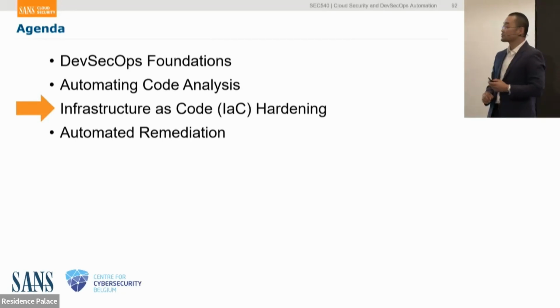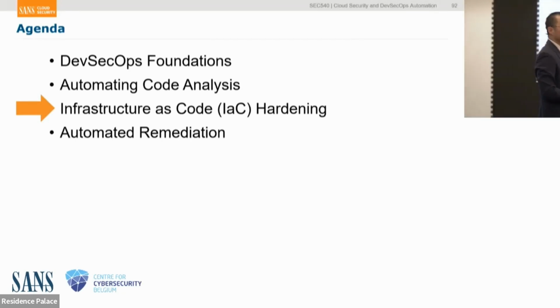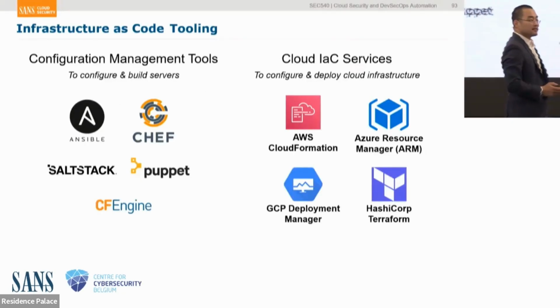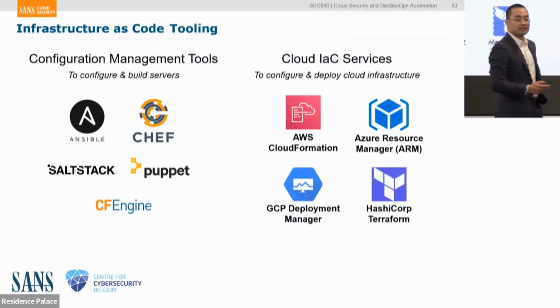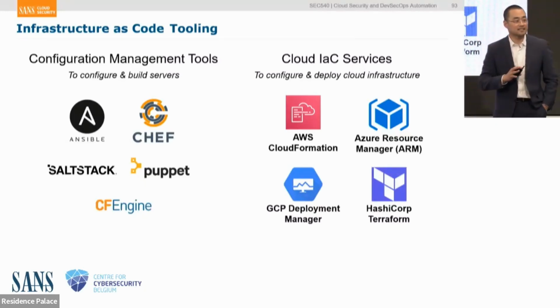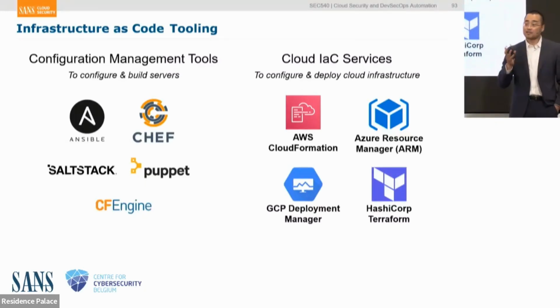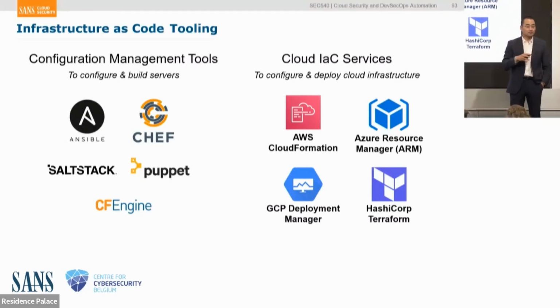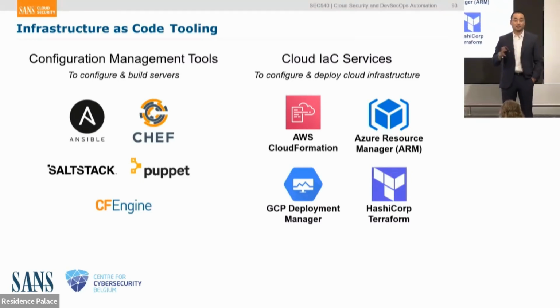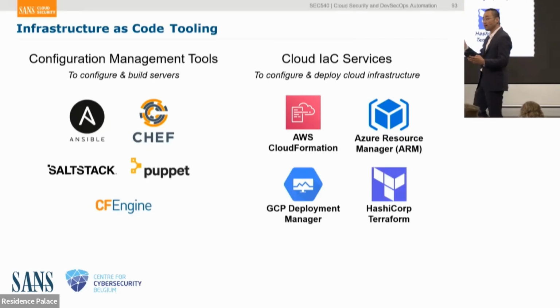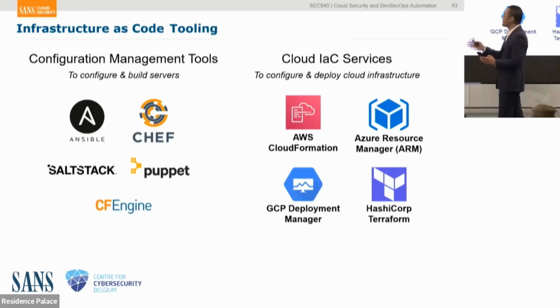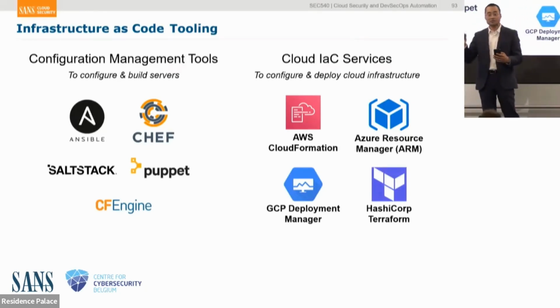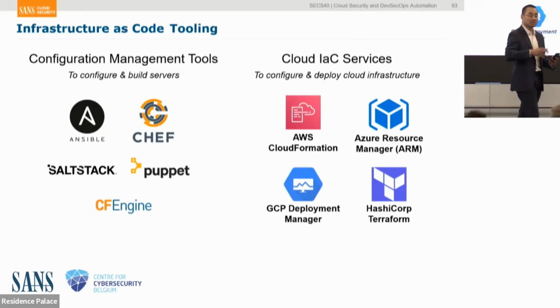All right, we're going to move on to the next topic, which is infrastructure as code hardening. When we talk about infrastructure as code, at a high level there are two different things to consider. Number one, you've got to have some way to configure and deploy your servers, your Windows servers, your Linux servers, and so on. The tools on the left-hand side of this slide are your various configuration management tools that have been around for a long time in the industry: Chef, Puppet, Salt, and so on, that allow you to configure your servers, your Windows machines, your Linux machines.